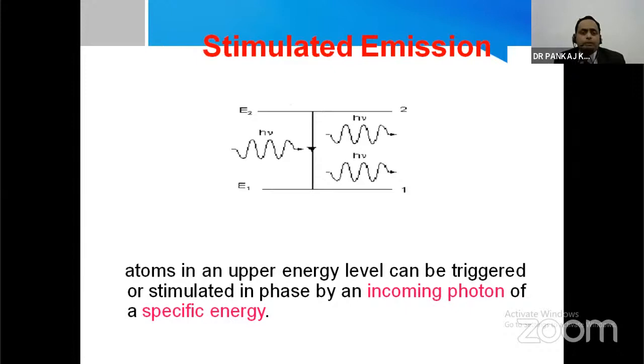In stimulated emission, E1 and E2 are the ground state and the excited energy state. The excited atom becomes de-excited by releasing a pair of photons of the same frequency, same phase, same direction, and fixed with respect to time, so the condition of coherence is fulfilled. Atoms in an upper energy level can be triggered, stimulated, or induced in phase by an incoming photon of a specific energy. So stimulated emission is very useful to fulfill the condition of the laser.